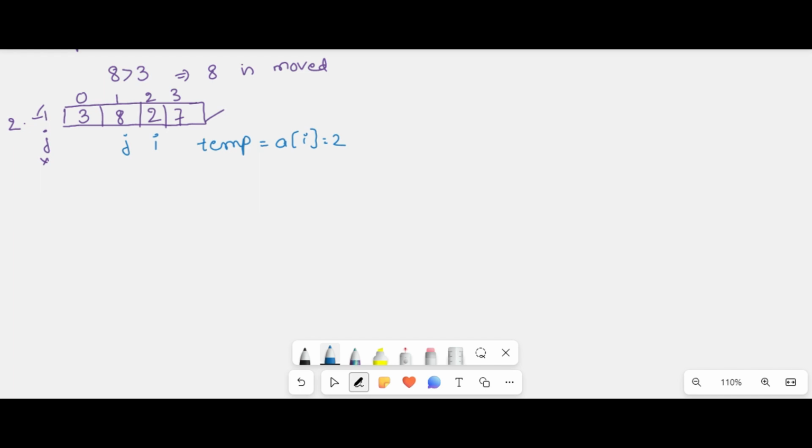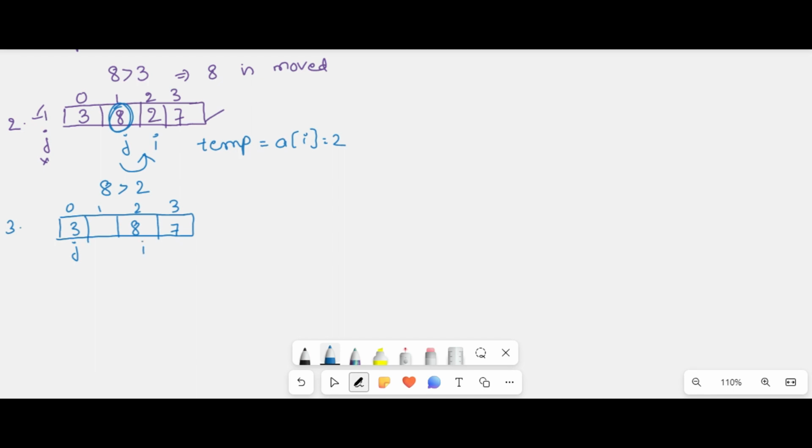So compare 8 and 2. Now as 8 is greater than 2, 8 is moved one position right side. Now third iteration, 0, 1, 2, 3. See, 8 is moved here, 7 as it is, 3 as it is. Here 8 is moved, now here you are getting space. So here it is a space. Decrement j.